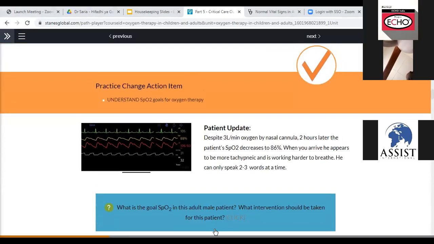From these findings, the saturation is now 86% on 3 liters per minute oxygen by nasal cannula. The patient is more tachypneic, is working harder to breathe, and can only speak 2 to 3 words at a time. So what do you think should be the goal saturation? And what intervention should we do at this time? I welcome responses from you. What do you think we should do now? And what should be the goal SpO2 for this patient? Any response, I welcome.